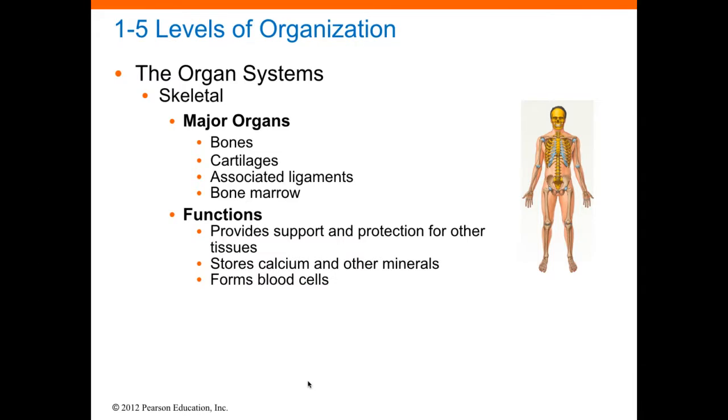Cartilage is that buffer or that cushioning that separates two bones from one another. So you have cartilage in your knee, you have cartilage in your shoulder, cartilage in your hips. And if that cartilage breaks down and degenerates, in severe cases of arthritis, people get severe pain in those joints. And that's when they come up with knee replacements or hip replacements. So the skeletal system provides support and protection for other tissues.